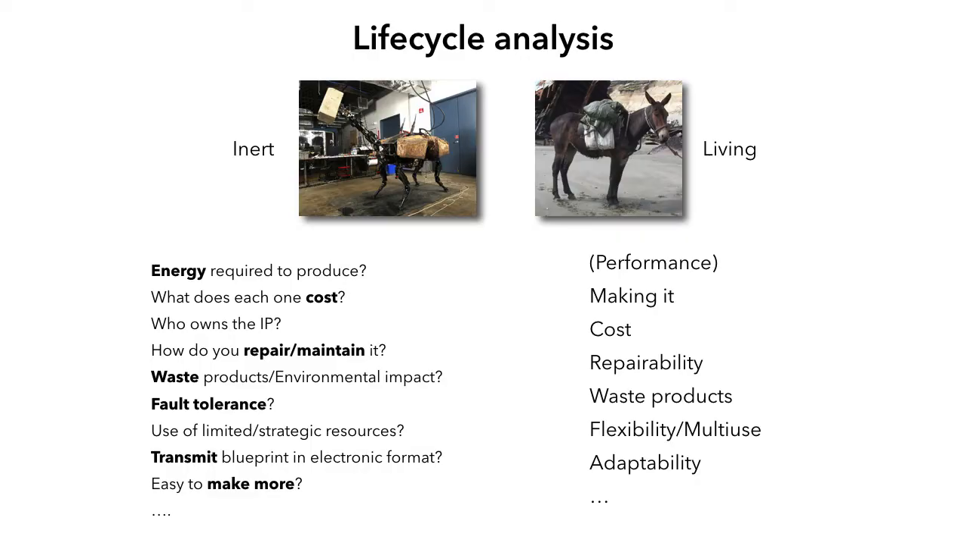What are the waste products like? What's the environmental impact like? What's the fault tolerance like? How do you transmit blueprints? How do you change a robot versus engineering living matter? How do you make many more copies of each of those objects? Those are some of the questions that make it completely obvious what the advantages and limitations are of living matter versus other forms of matter.